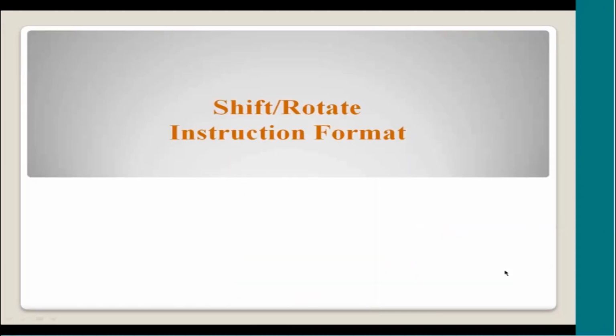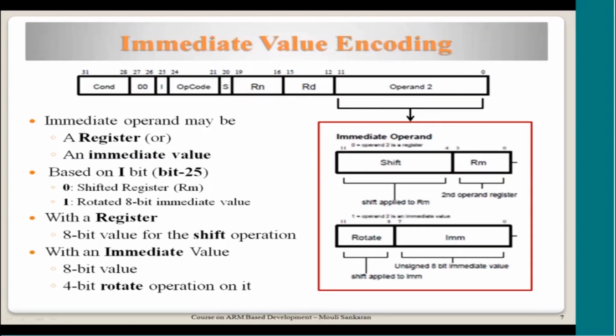Now let us go one by one. Operand is actually this operand 2 field. This is completely a 12-bit field. Based on the value of I, if it is 0, it will be interpreted that an 8-bit value is used for shift related operation, and this is the register value, that is RM, which is the input to the barrel shifter.